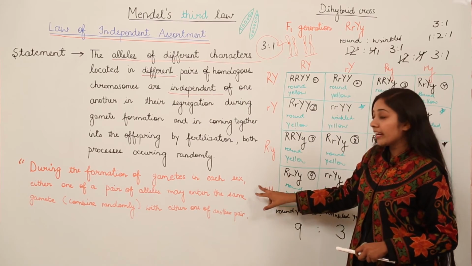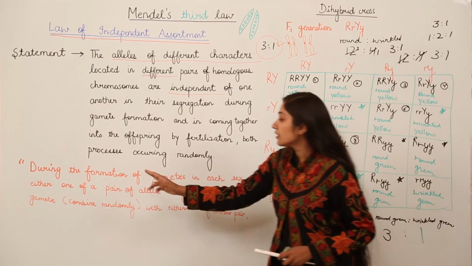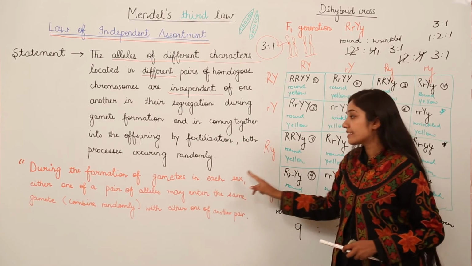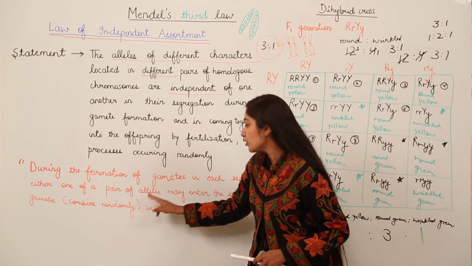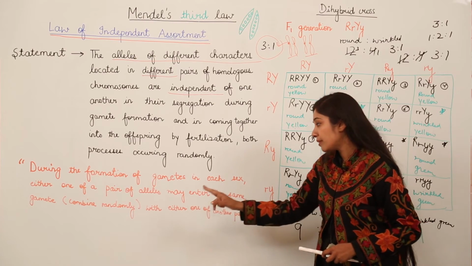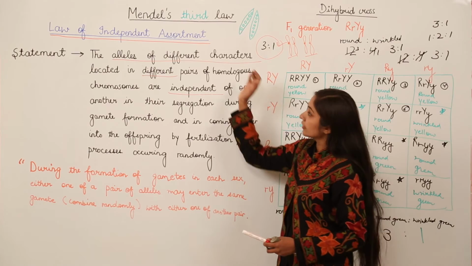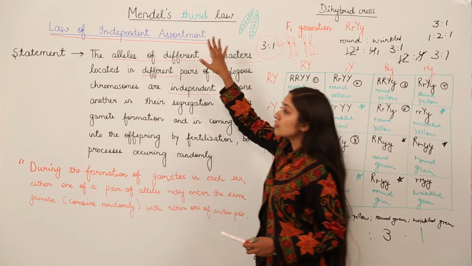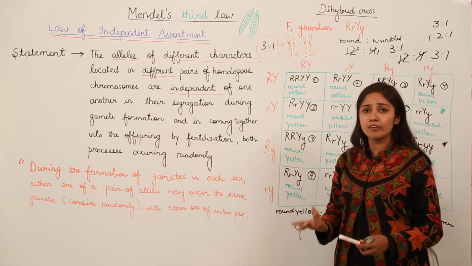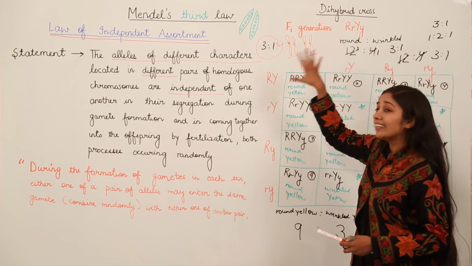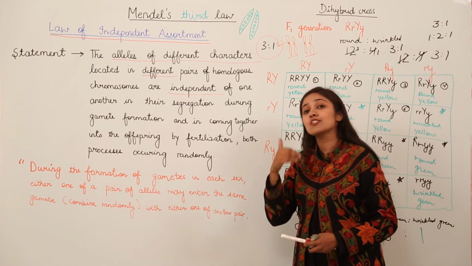And the alternative statement, let us look at this also now. During the formation of gametes in each sex, either one of a pair of alleles may enter the same gamete with either one of another pair. So this also conveys the law of independent assortment, that alleles are independent of one another. They are not dependent on one another, they are independently assorted.